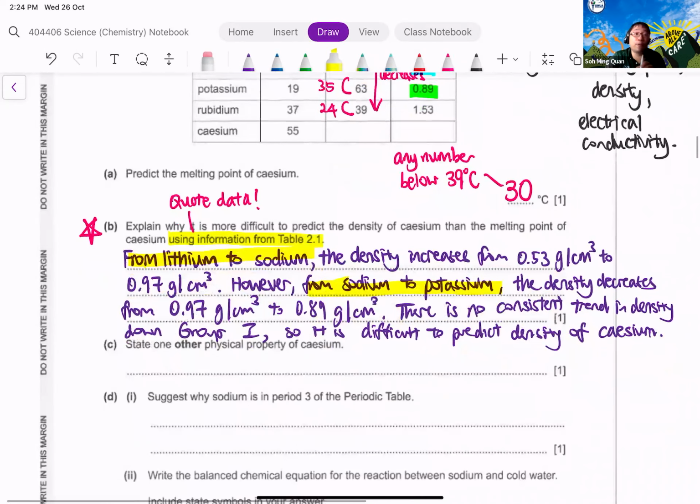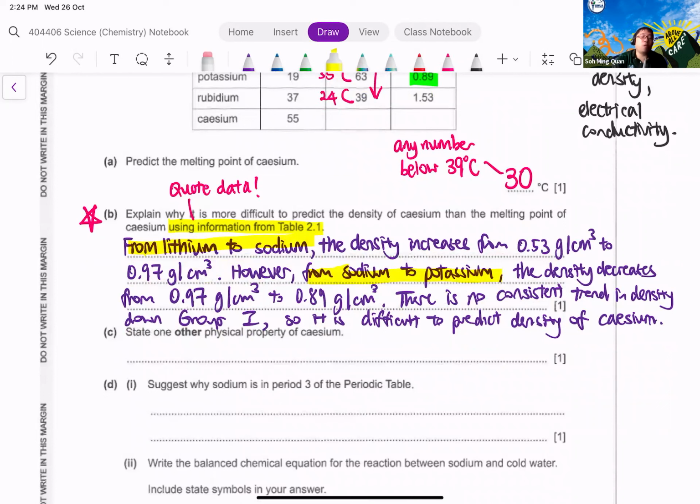Now, I'm just going to move quickly on to C and D. State one other physical property of cesium. Now, other means cannot repeat density, cannot repeat melting point, all right? Well, a good physical property to remember, all metals, including cesium metal, must be a good conductor of electricity, right? So all metals are good conductors of electricity. That is one good property to remember.